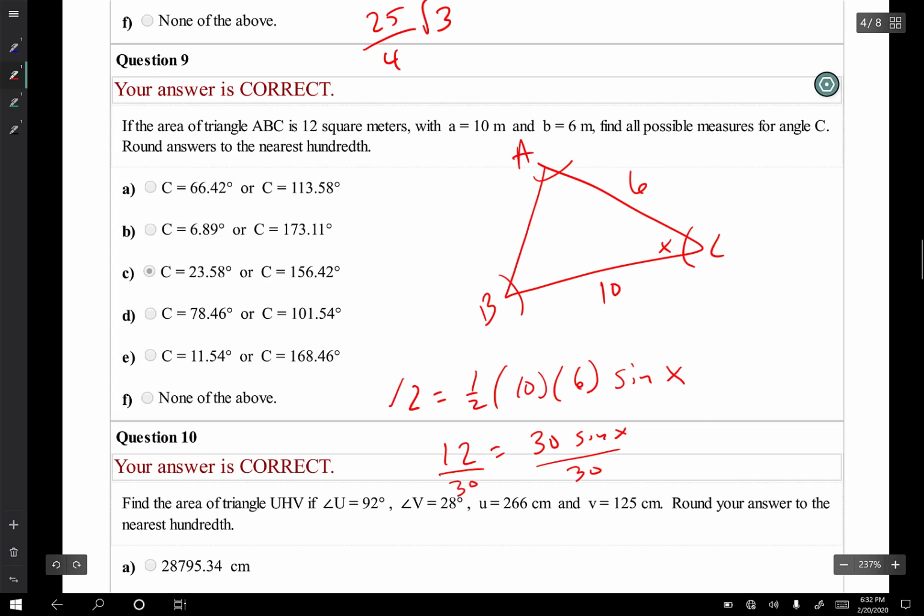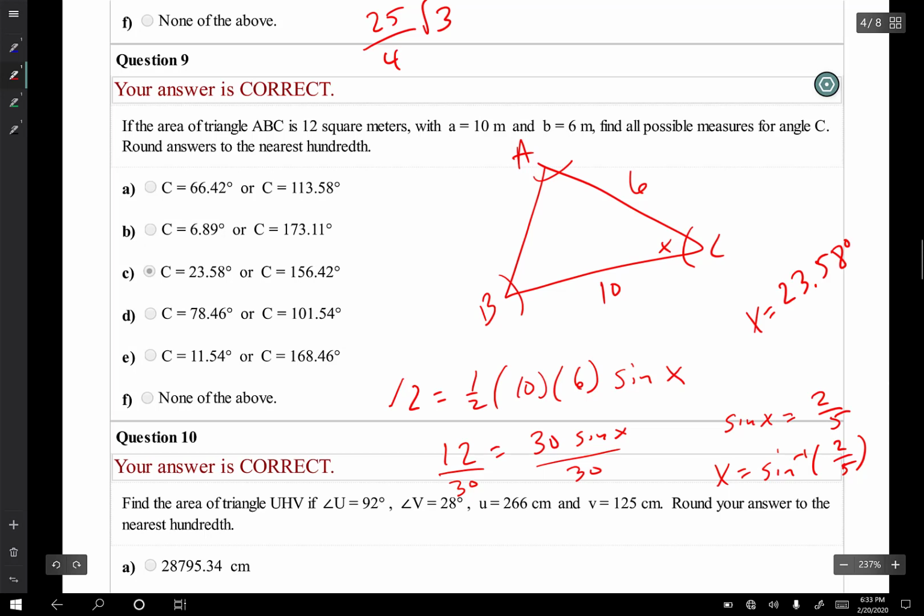12 goes into 30. I guess 2 goes into 12 6 times. No, 6 goes into 12 2 times, and 6 goes into 30 5 times. So sine x equals 2/5. And then to get the angle, you would just take the inverse of that. So I'm going to go arc sine of 2/5. And we get 23.58 degrees.